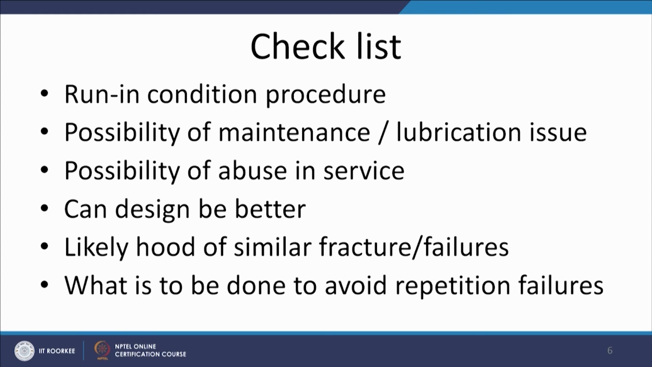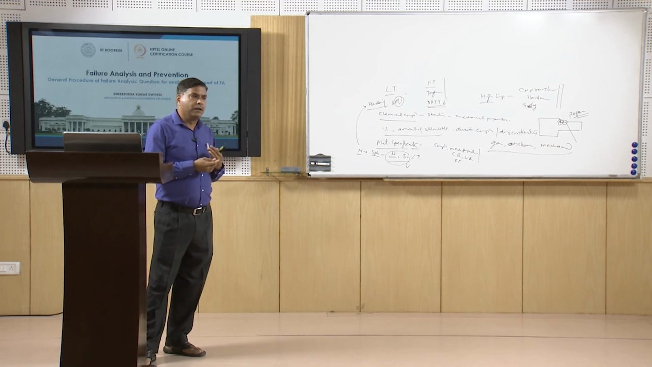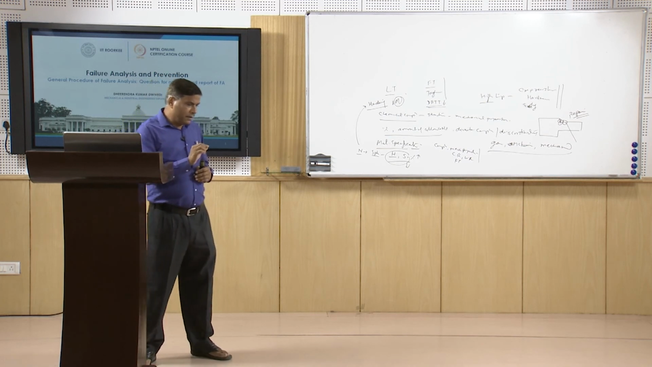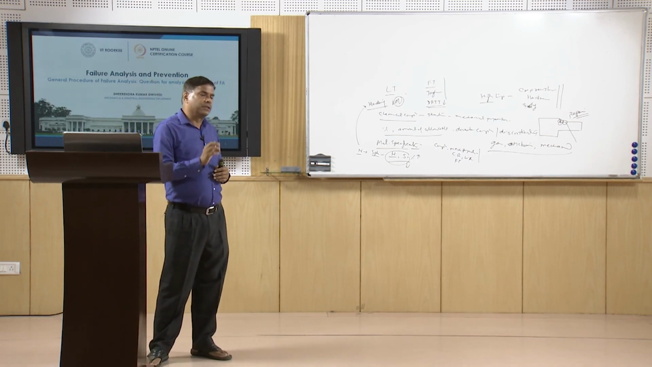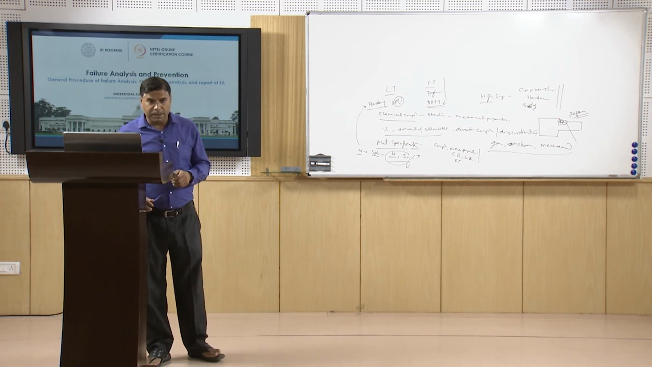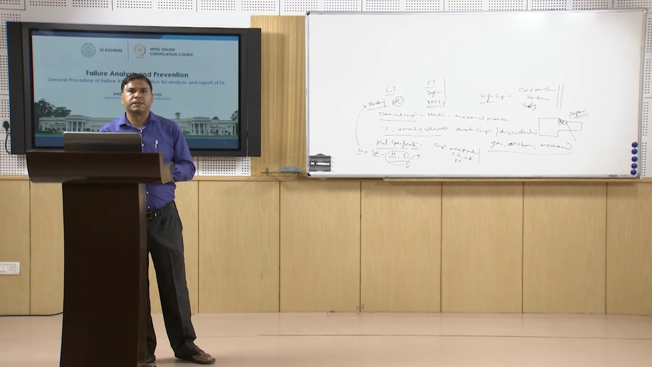The last question here is what is to be done to avoid repetition of the failure. In this case, based on the potential causes of failure which have been identified through the failure analysis, we also try to ask what specific things can be done so that failure in future can be avoided. Now here I will conclude this presentation.